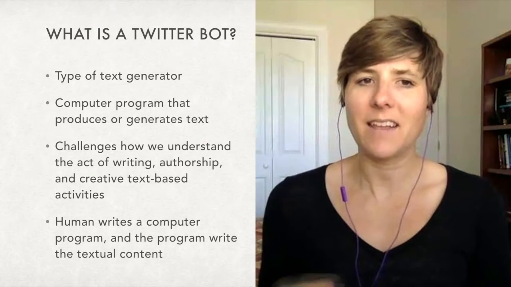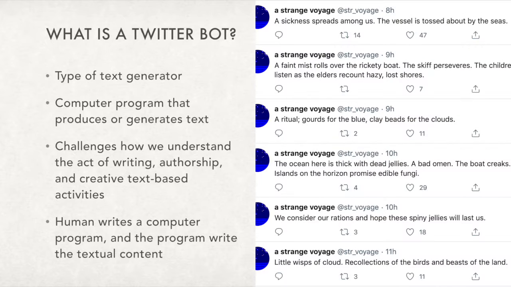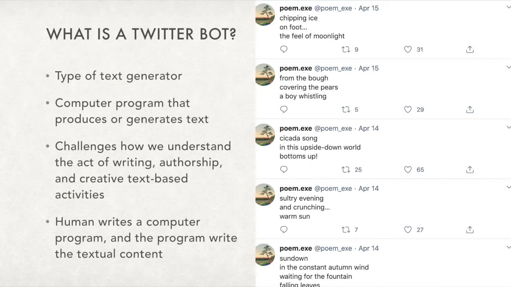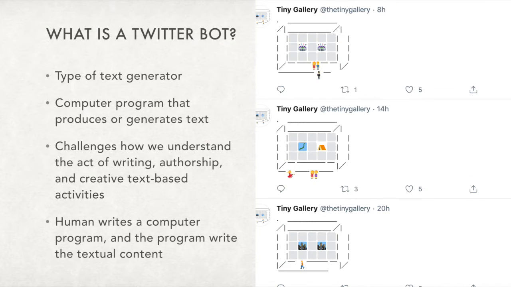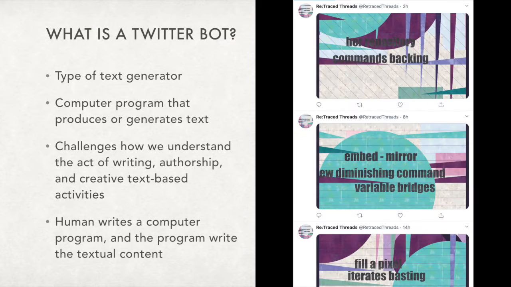And to be clear, when I say text, I'm meaning text really broadly. So it can mean traditional written text that you normally encounter in an English class or when thinking about literature. But as a lot of the example Twitter bots that I sent you show, it can also mean visual texts, right? So emoji-scapes like the sheriff bot, or even images, or sometimes even sounds.